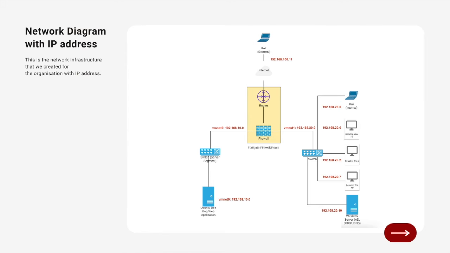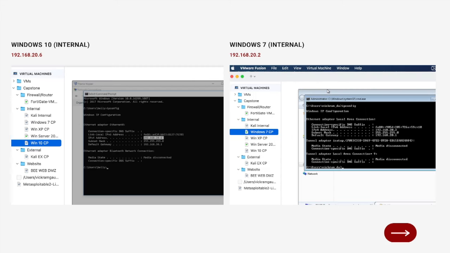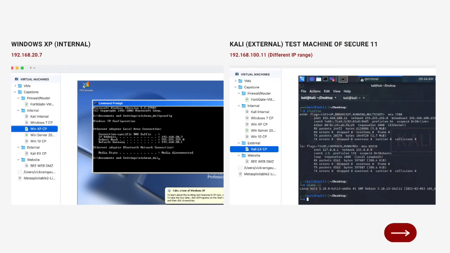Once the machines and networks are configured, we can see the assigned IP address of each system. Here we can see the Windows Server 2016 with Active Directory, DHCP, and DNS, which is assigned a 20.10 IP address, and the Kali internal host with a 20.5 IP address. Now let's have a look at the rest of the machines. In this slide, we can see the Windows 10 machine and the Windows 7 machine that is hosted on the network. Finally, we can see the XP machine here, which is also connected with the network. On the other hand, we can see the Kali machine, which is in a different IP range.